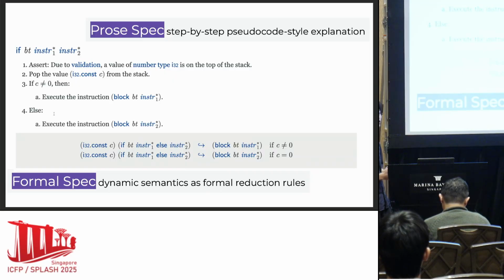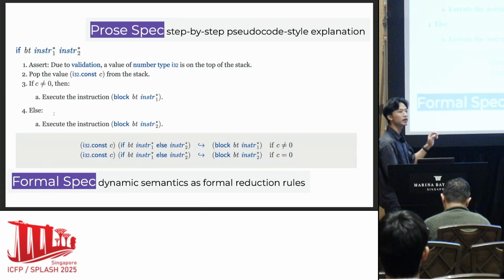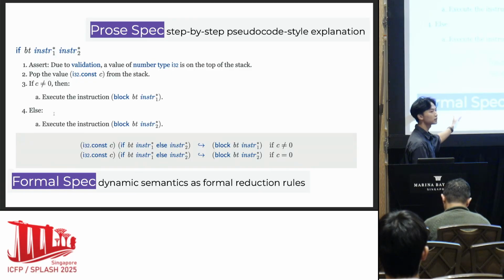This is a portion of the WebAssembly official standard defining the dynamic semantics of the Wasm if instruction. The spec is interesting in providing a dual representation of the semantics. Below, we see the formal specification defining the dynamic semantics in formal reduction rules.